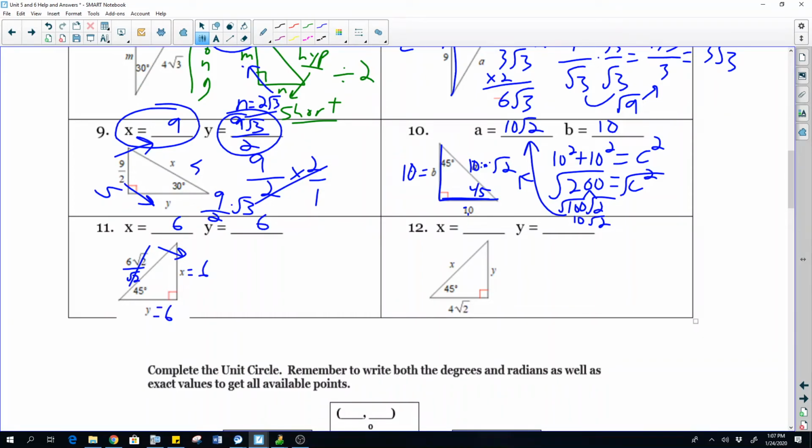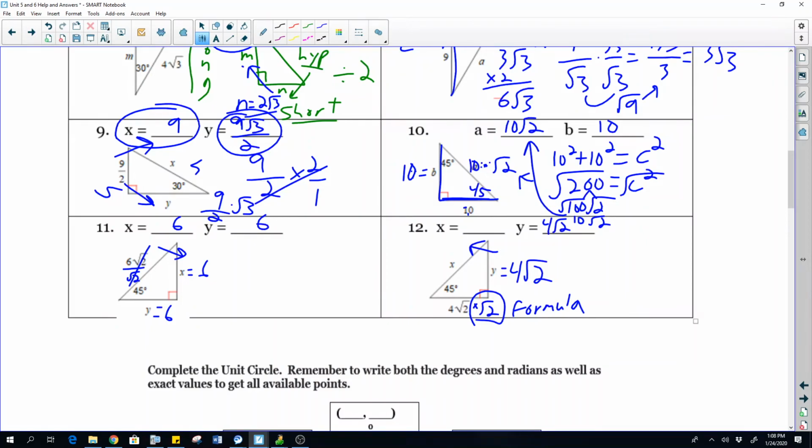Love 45, 45, 90. Making it harder. So if this leg is 4 radical 2, then this leg is what? 4 radical 2. So that means that y is 4 radical 2. And x is, what do we do with the leg? We take it and times it by what's the formula going from the leg to the hypotenuse for 45, 45, 90? Times it by radical 2. Good. That's the formula.